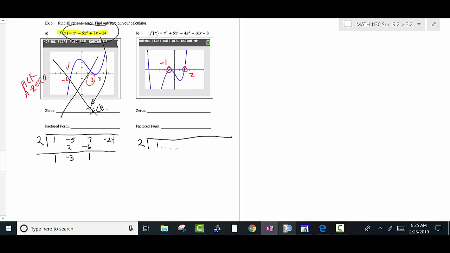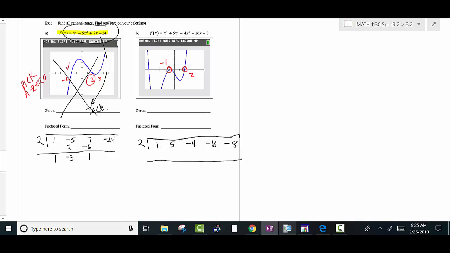Then you would have 1, 5, -4, -16, -8. You have to start with the division that way. So let's go ahead and do the synthetic division on that, and let's see if we don't get a remainder of 0 this time.